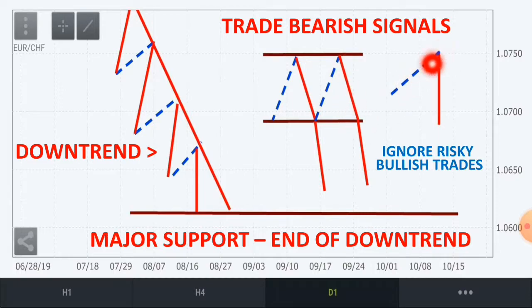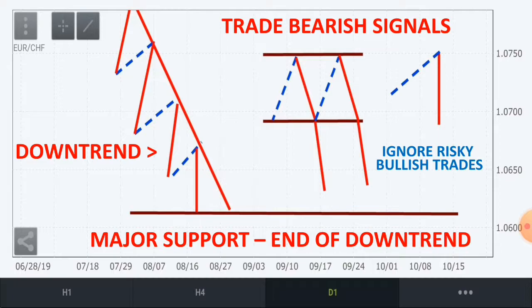And with temporary pullbacks that lead to the formation of counter trend lines, we'd ignore these pullbacks and only focus on breaks of these counter trend lines with strong bearish signals that are in sync with the market direction. So that's it in terms of how we go about identifying trading opportunities. If the market is trending, bullish or bearish, we'll either trade counter trend line breaks or movements within consolidation that are in sync with the market direction.